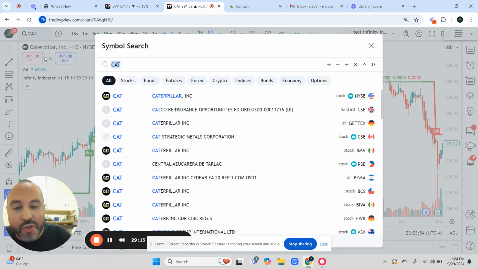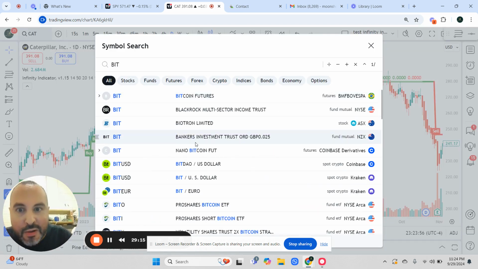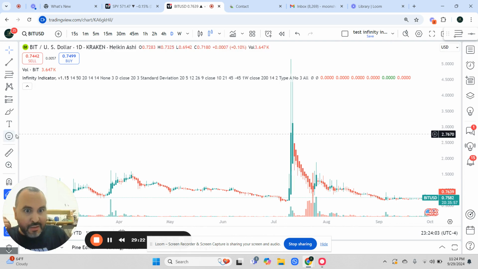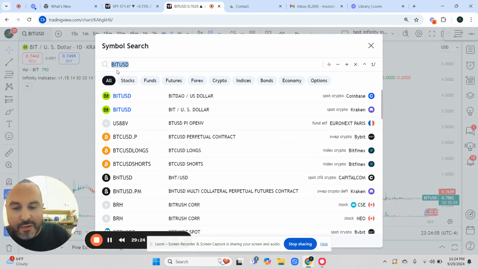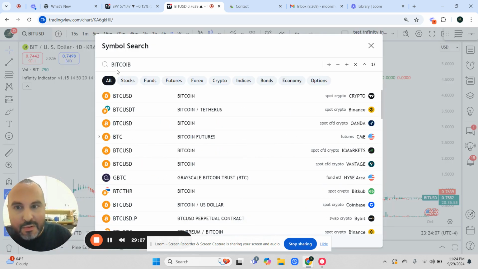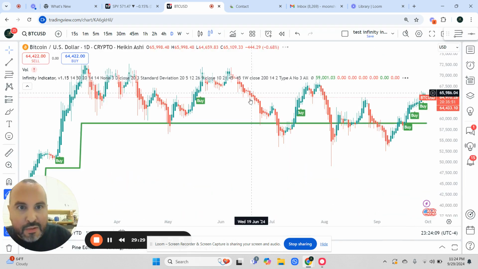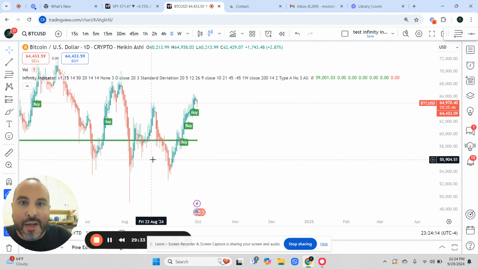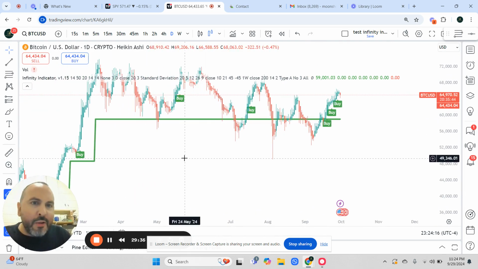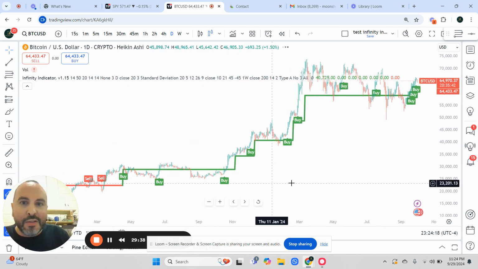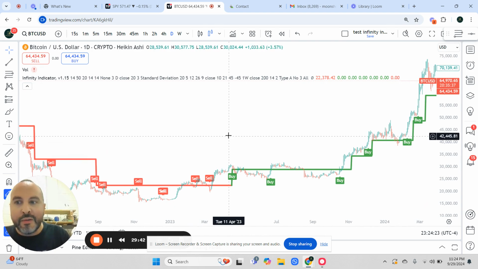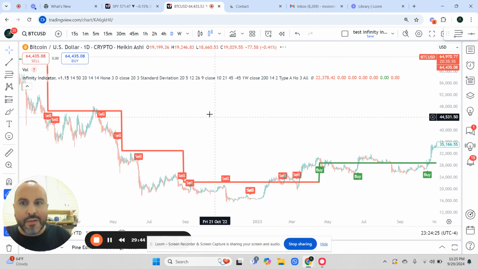We could even jump to Bitcoin real quick, right? So where's Bitcoin, US dollar, and what is this? That's not what I want. Bitcoin. Here it is. Okay. So yeah, it works on any asset. And the only thing I would maybe change on some of these, especially on some of the more volatile ones, like if you look at my KWeb video, which is the last video.